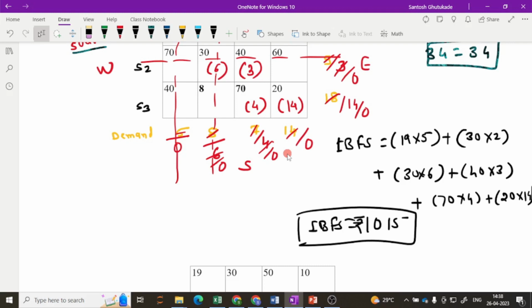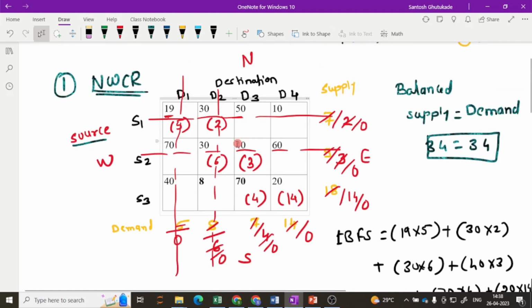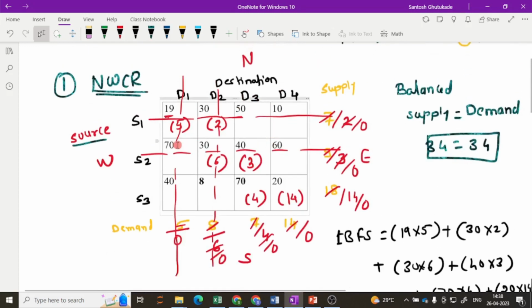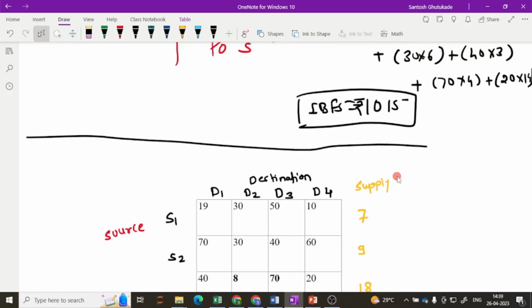1015 rupees is the total transportation cost by the northwest corner method. So this is the solution by the northwest corner method. Now we will solve this by the second method, the least cost method. Second, we will solve the problem by the least cost method.